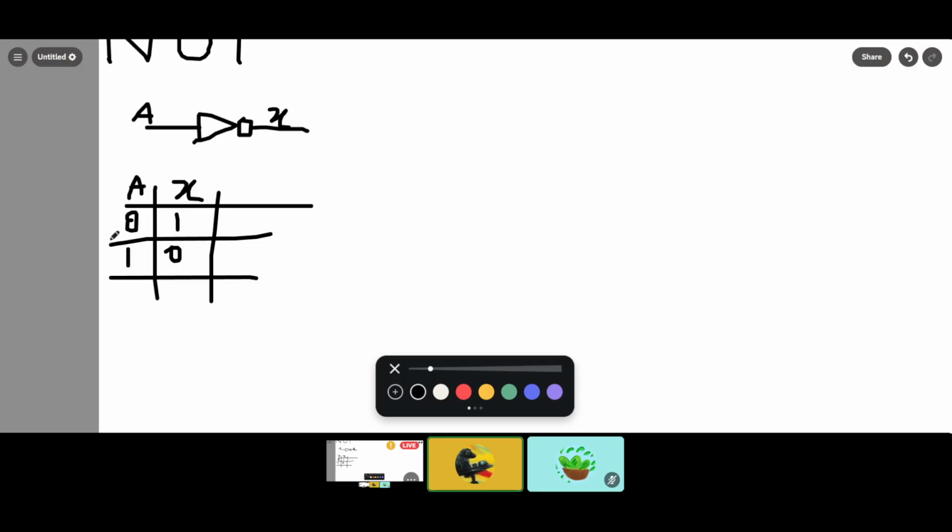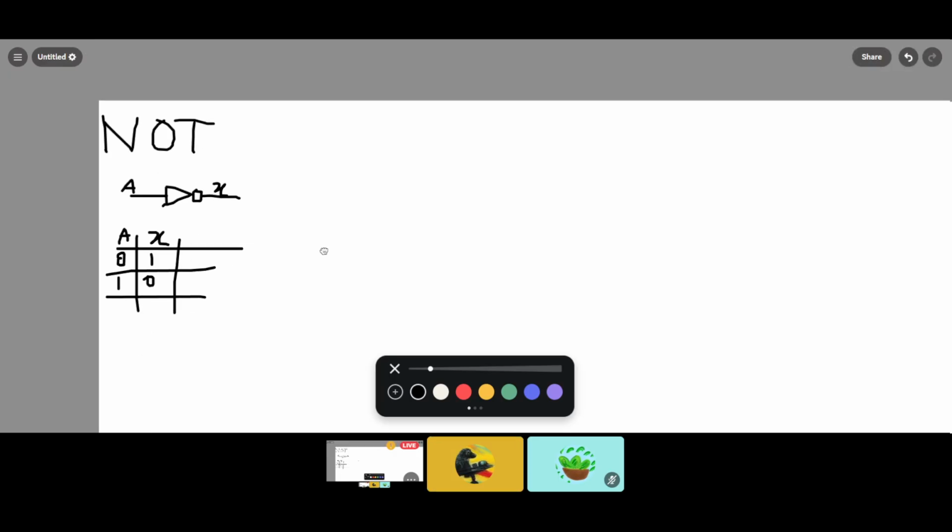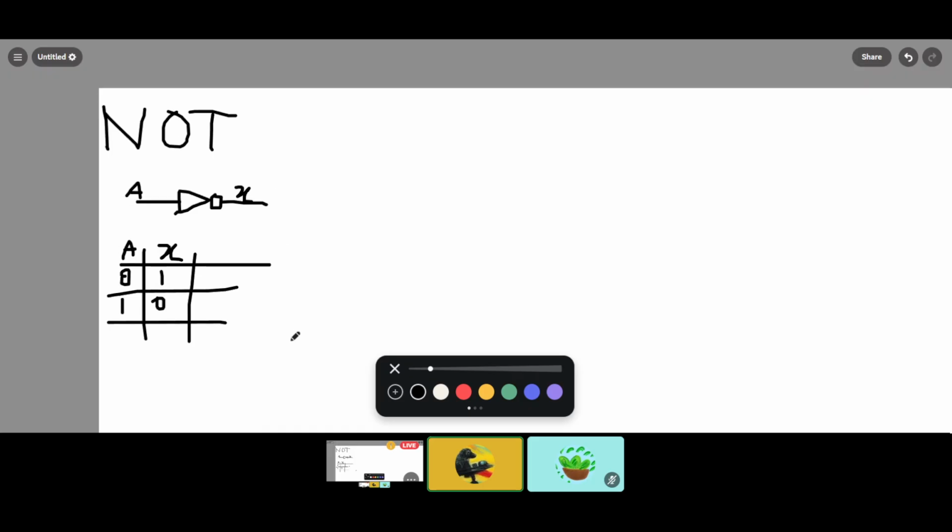This is a truth table. If you don't know what this is and you need to revise, or if you want to learn what this is, you can watch the video about truth tables. So this is the first basic kind of logic gate, the NOT gate.